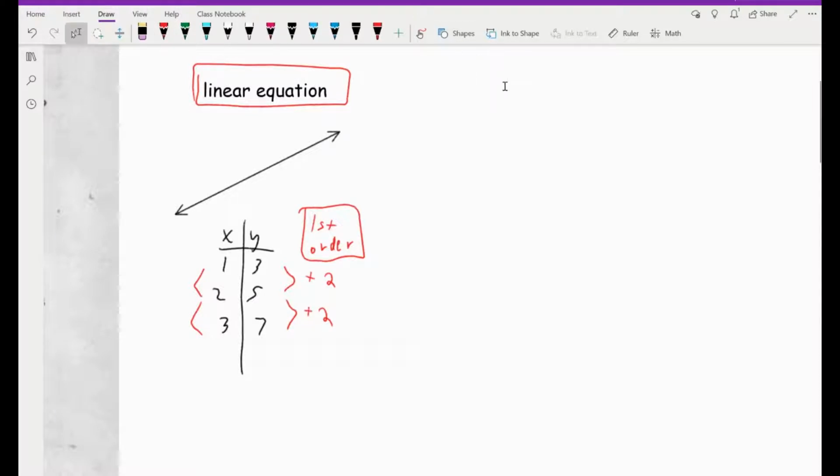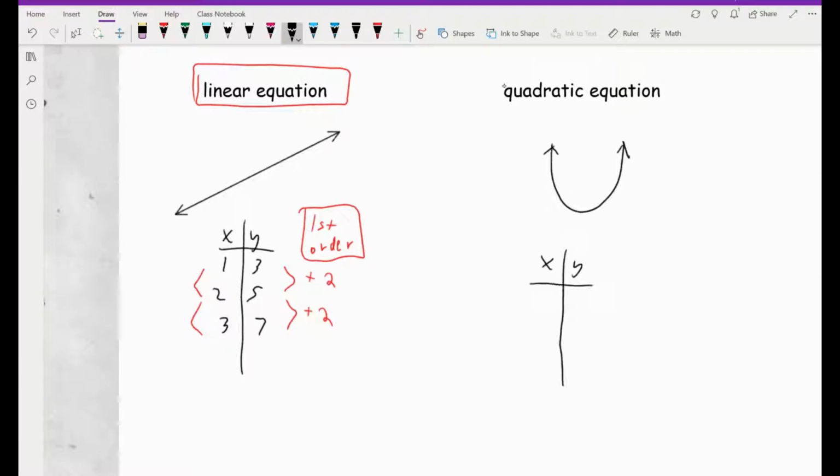The other type of equation is a quadratic equation. Here, of course, we have a parabola. There's a parabola shape. A table of values for a parabola may look something like this: 0, 1, 1, 2, 2, 5, 3, 10. Let's do one more point, 4 and 17.